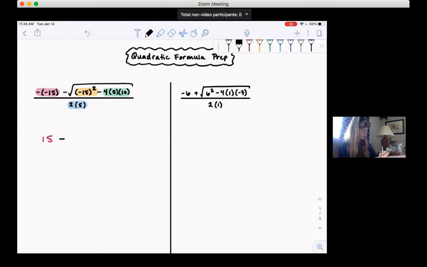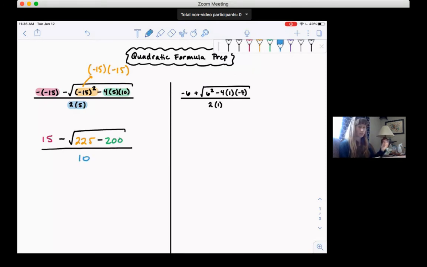Then we have minus, and then we have our big square root. And underneath the square root, we have negative 15 squared. So that's negative 15 times negative 15, right? Which will be a positive 225. Minus, now we're going to do 4 times 5 times 10. So 4 times 5 is 20, times 10 gives us 200. All divided by 2 times 5, which is 10.